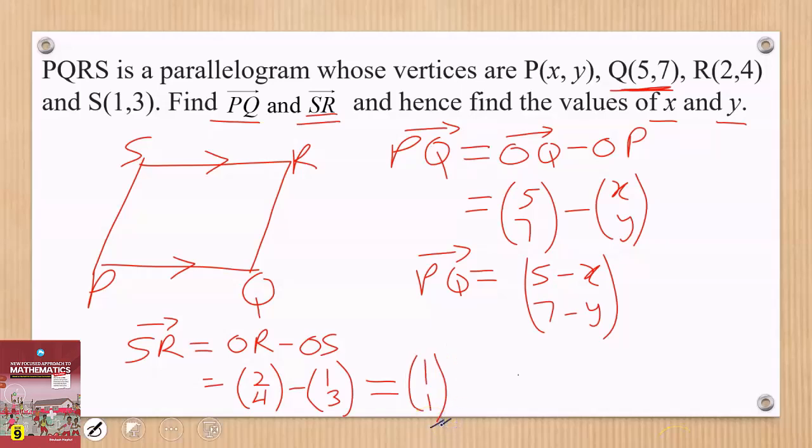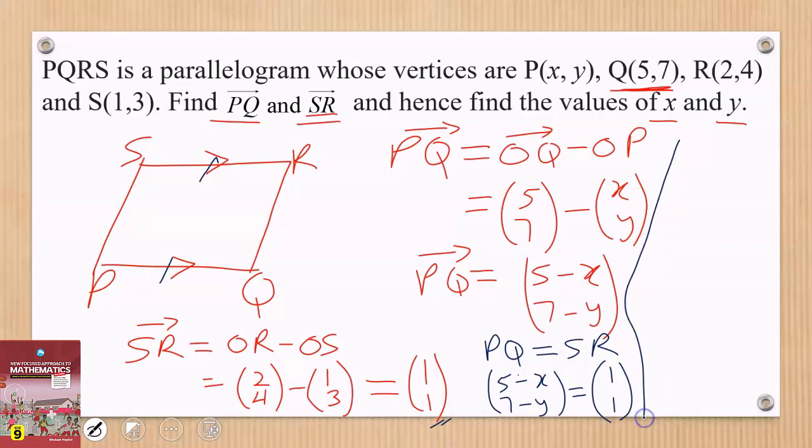So now we also know that after knowing the SR to be 1, 1, we know that if this is a parallelogram, then the two sides here ought to be the same. So that means PQ should be equal to SR. Now we know PQ to be 5 minus X, and then 7 minus Y. And then we know our SR to be 1, 1.